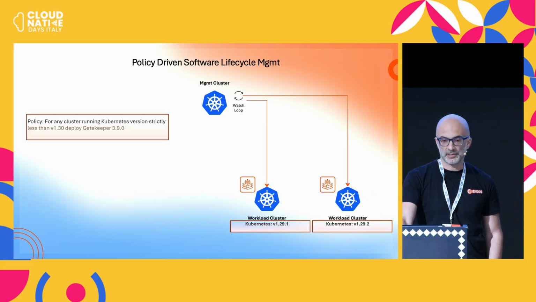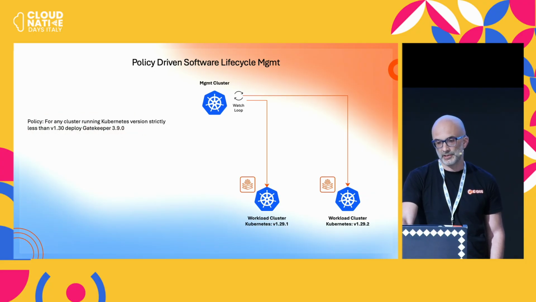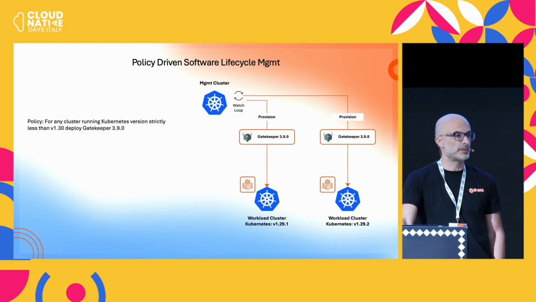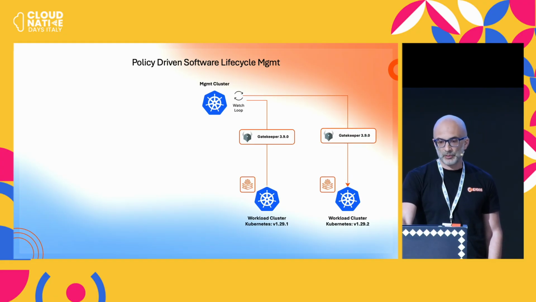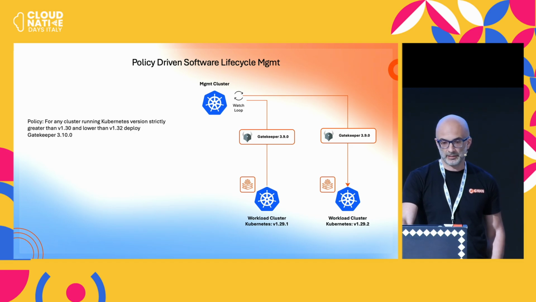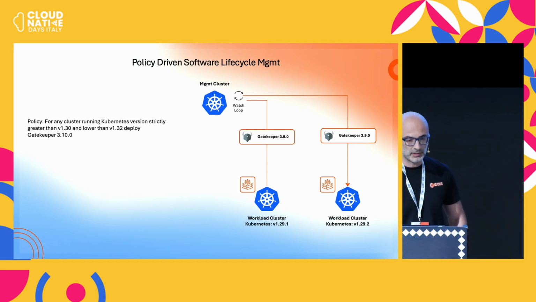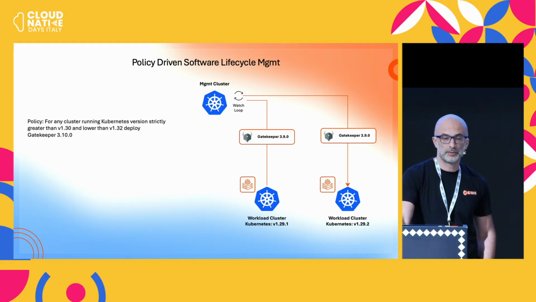So in this case, both clusters are a match for this rule. So what happens is that Gatekeeper gets deployed on those clusters with this very specific version. But now if the platform admin decides that one of the clusters needs to be upgraded, what if I add another rule that says, if the Kubernetes cluster is running a version which is strictly higher than 1.30, then the version of Gatekeeper that I want to use is 3.10, it's not 3.9 anymore.